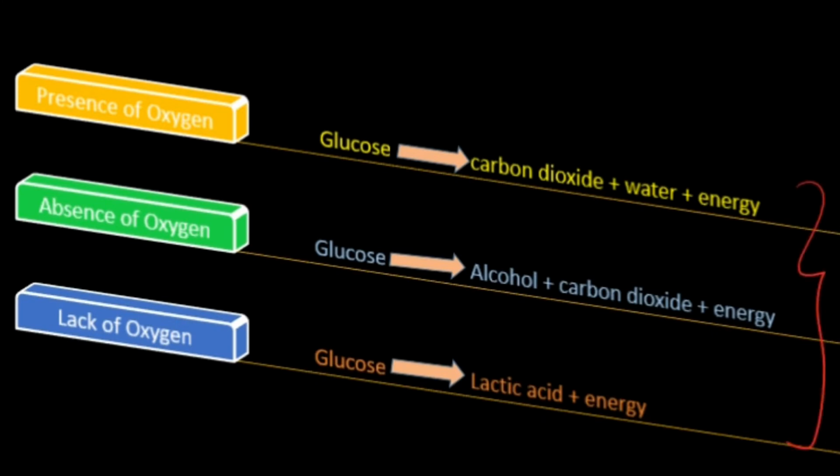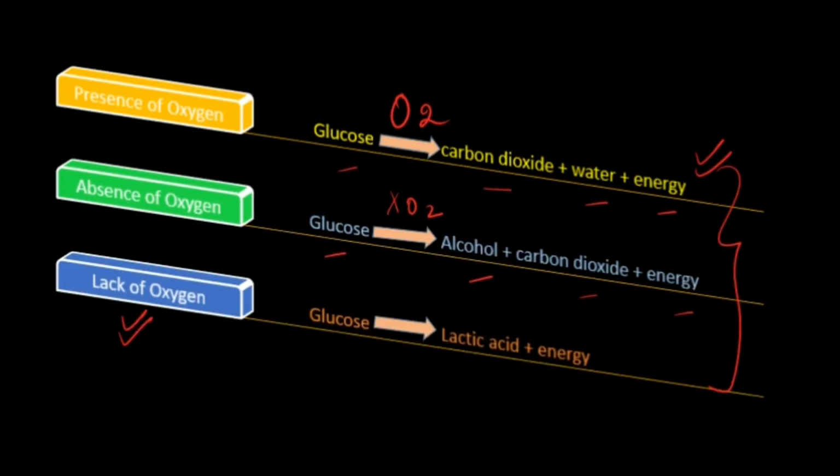Now, with the help of these equations, we can see what are the conditions of respiration. First is presence of oxygen, as we saw in aerobic respiration. Second is anaerobic respiration when there is no oxygen, right? So in aerobic respiration, the glucose breaks down into carbon dioxide, water and energy. Then in anaerobic respiration, the glucose breaks down into alcohol, carbon dioxide and energy.